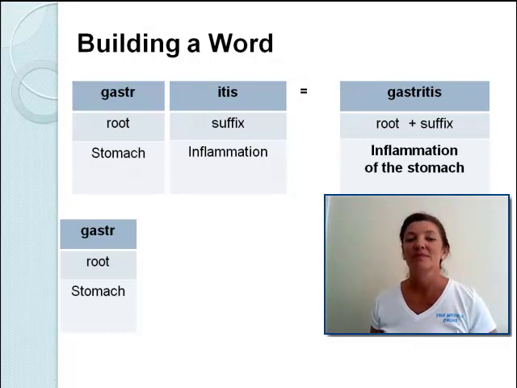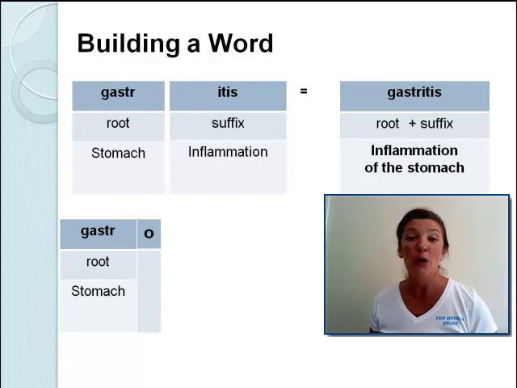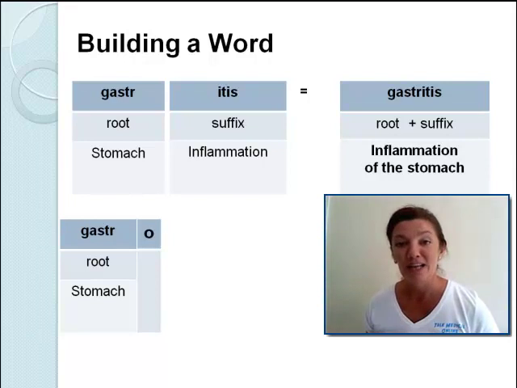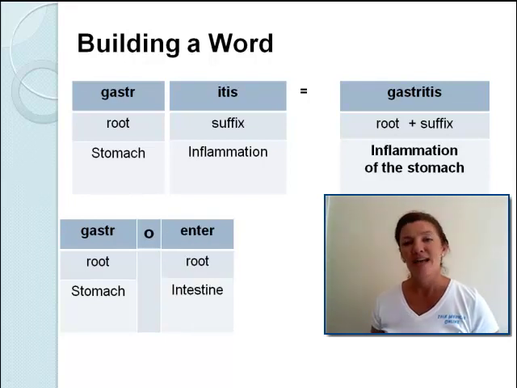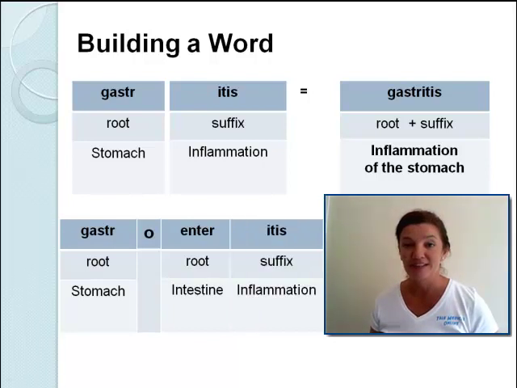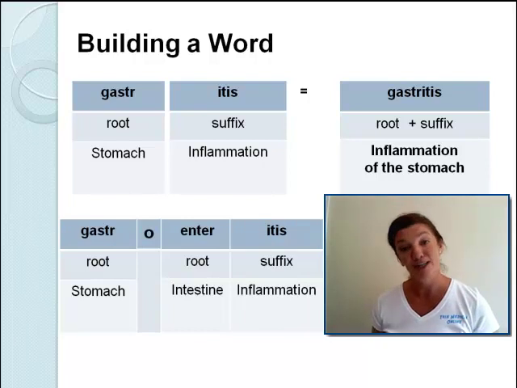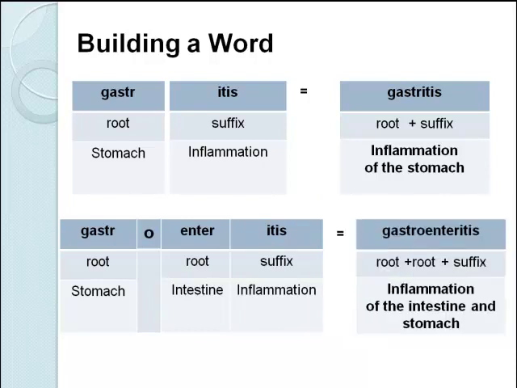Another term, gastr, we know now, means stomach. A connecting vowel, an O, helps us say the word when you put two root words together. And here's our next root term, enter. Enter means intestines. Now let's add a suffix, itis, which means inflammation. So putting it all together, we have gastroenteritis. If you read it from the back end, it says inflammation of the intestines and the stomach.